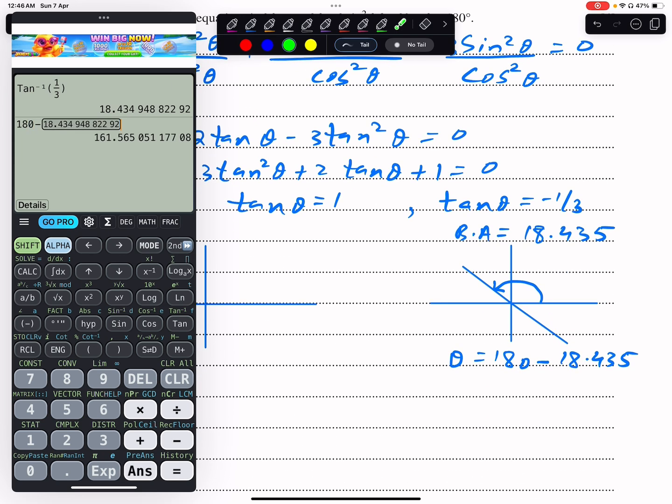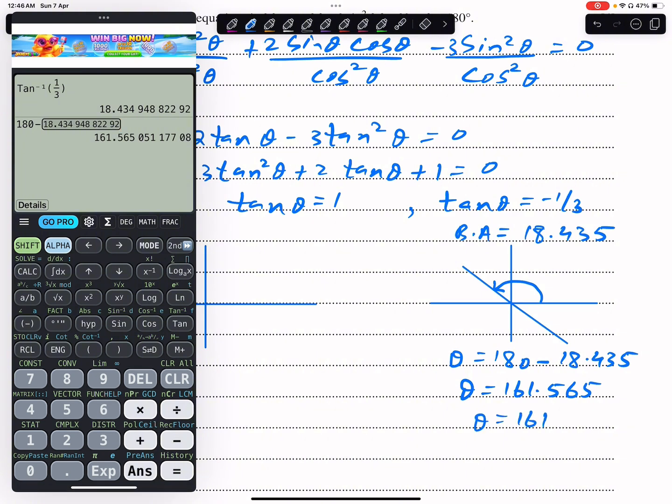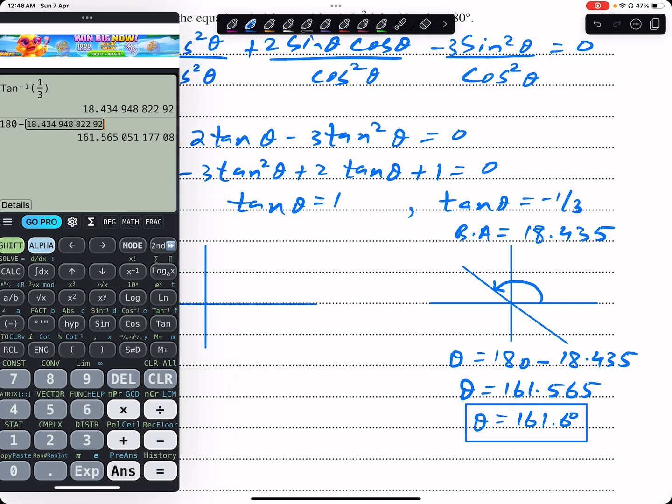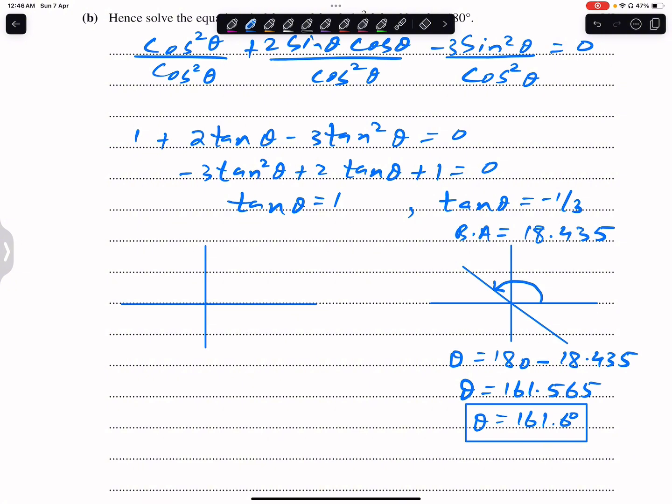So your theta is going to be 161.565. So 161.6. This is your theta. And if you look at the other, tan theta is equal to 1. So tan is positive. Tan is positive in the first and third quadrant.